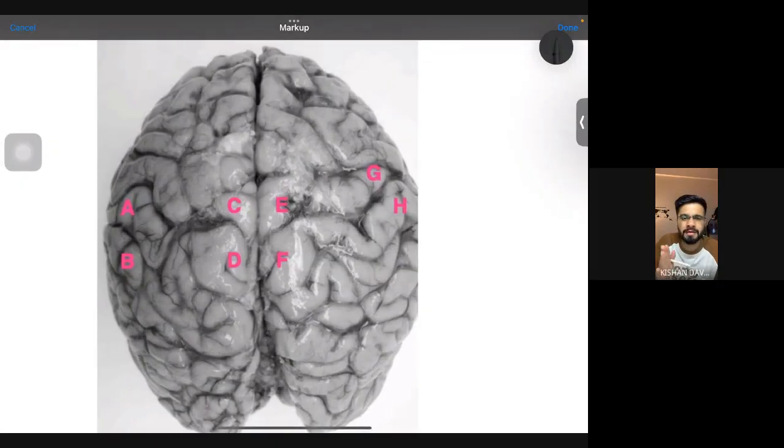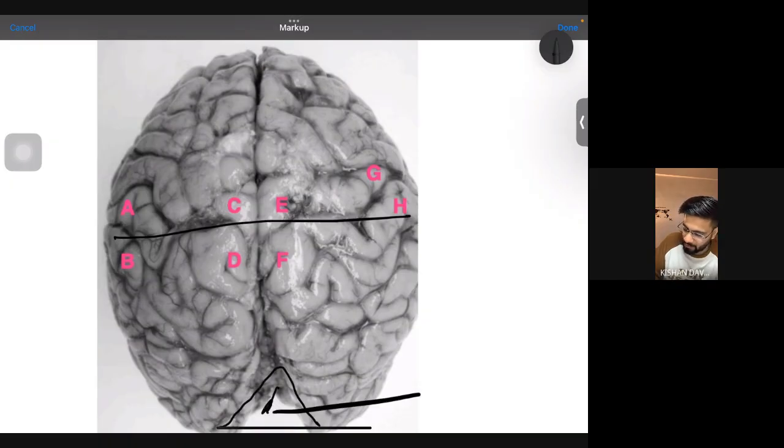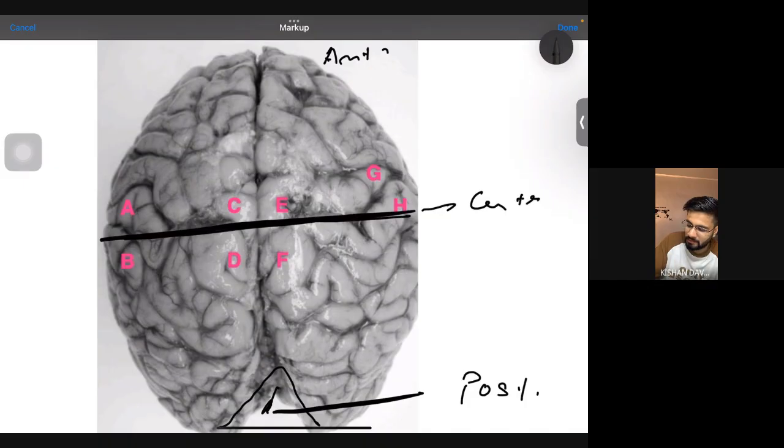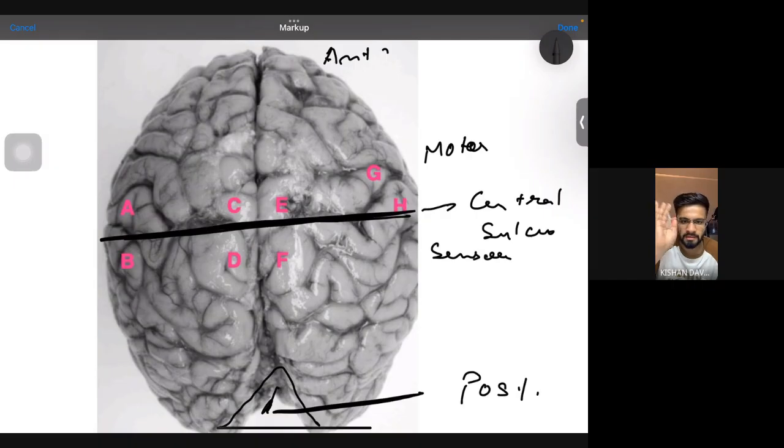First thing you will do when you receive an image like this is divide the brain into two parts. When you see the brain like this, the V-shaped part is always the posterior part and this is anterior. So I divided the brain into two parts and this is what is known as the central sulcus. In front of the central sulcus it is going to be motor, and if it is back it is sensory. Are you able to go with me? Give me a thumbs up if yes. Understood?